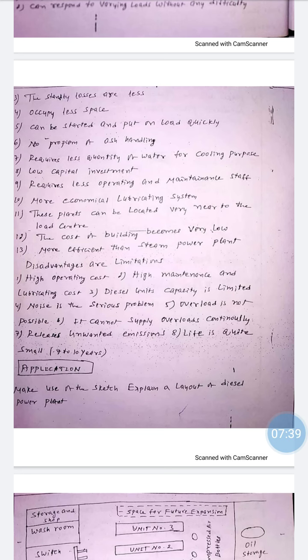Disadvantages or limitations: first one is high operating cost, high maintenance and lubricating cost. Diesel unit capacity is limited. Noise is a serious problem. Overload is not possible. It cannot supply overloads continuously. Releases unwanted emissions. Life is quite small, that is 9 to 10 years.